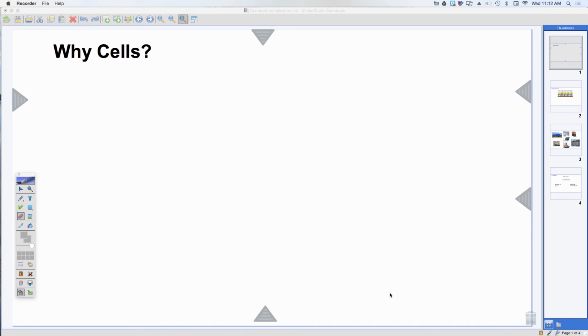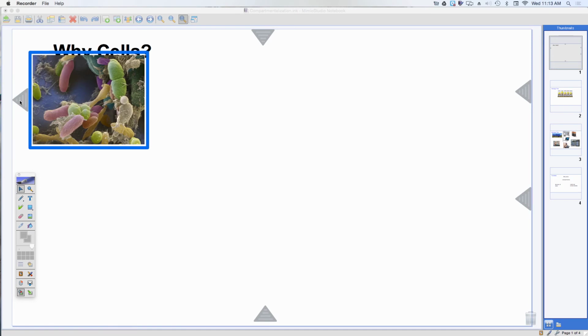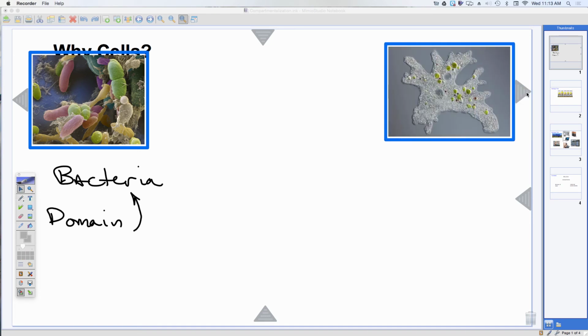And so one of the things that I'd like you to consider is that there are these fundamentally different types of cells. For instance, here this is a bacteria. It's a cluster of different types of bacteria, and all of these are members of the domain bacteria. And they are relatively simple cells. In contrast, we have really complex cells, cells that have lots of different compartments inside of the cell itself, where the bacteria is essentially just one compartment that is surrounded by a cell wall and a cell membrane.